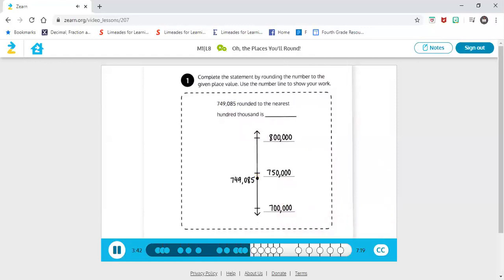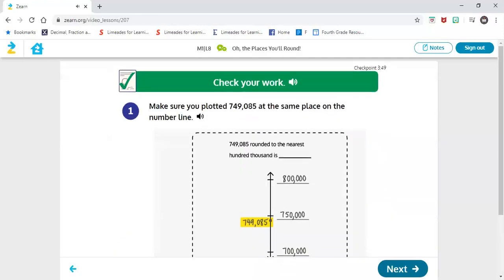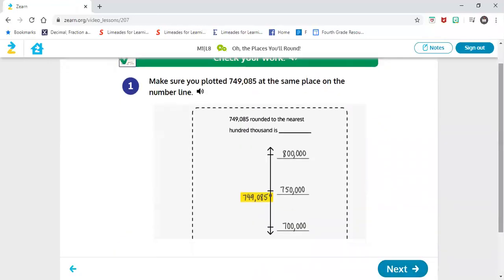Check your work. Make sure you plotted 749,085 at the same place on the number line. All right, check your work here. If this is not where you plotted it, please erase and correct. Pause the video, and then let's continue.